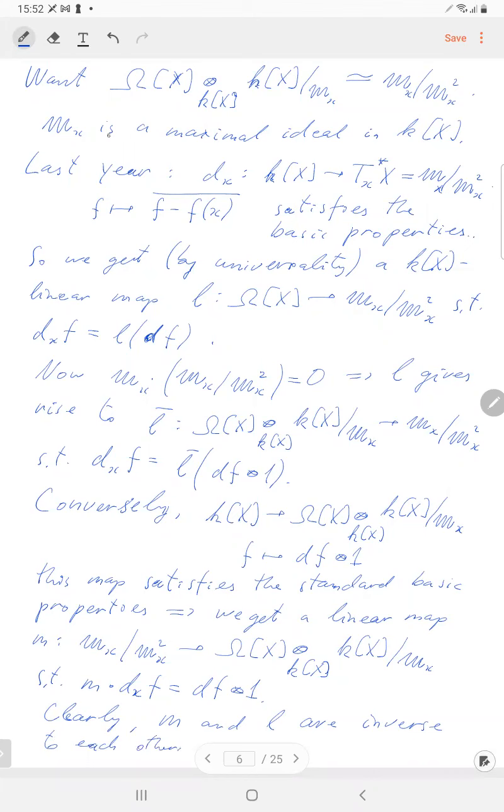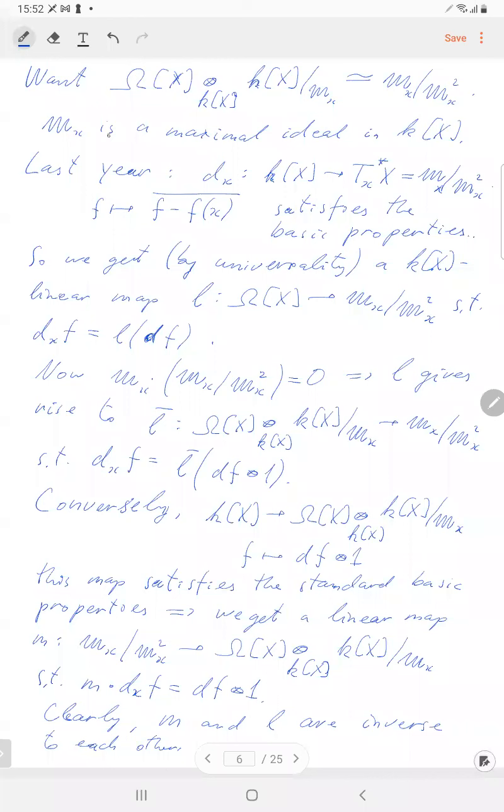Okay, so we used the universality of the global Kähler differentials on X, and the local differential at the point x. From these two universal things, we produced maps in opposite directions.